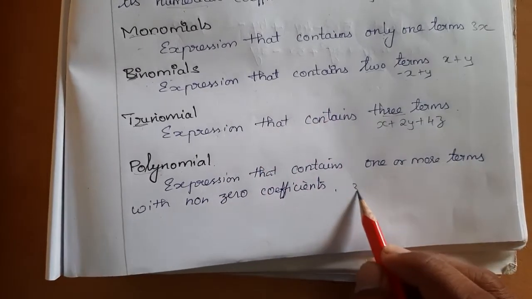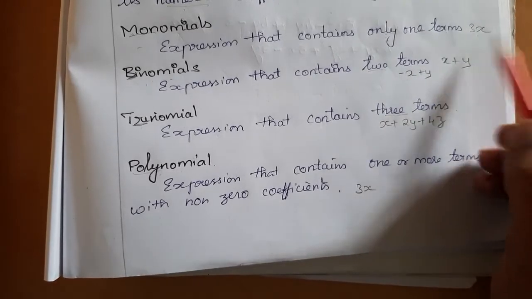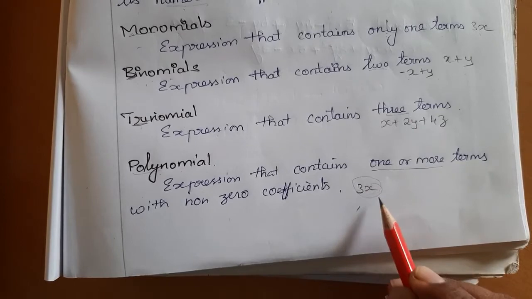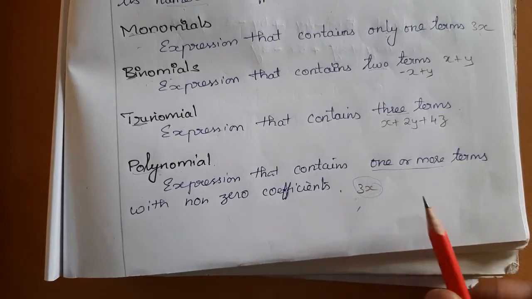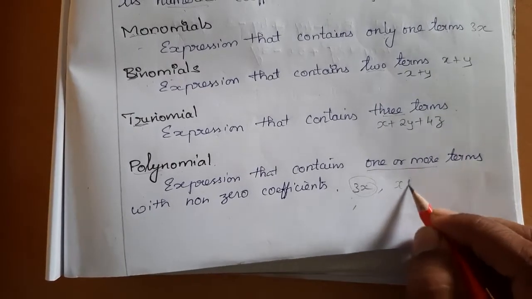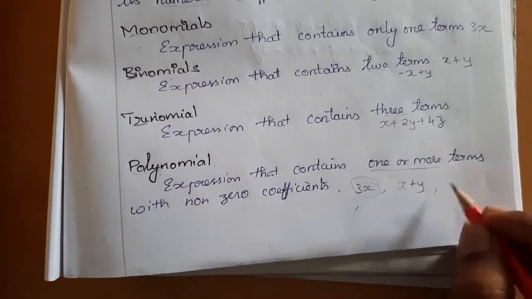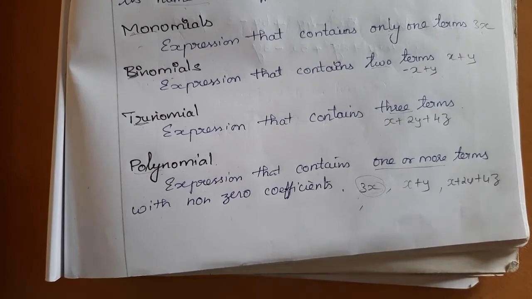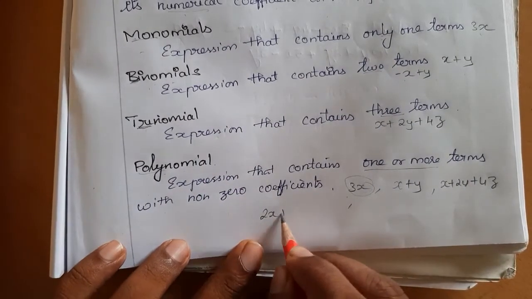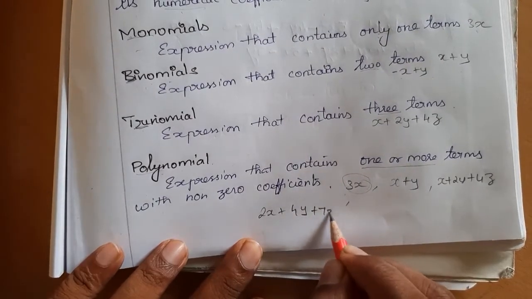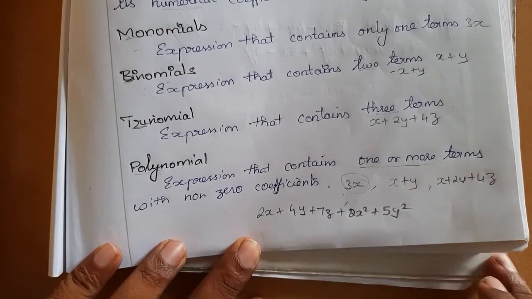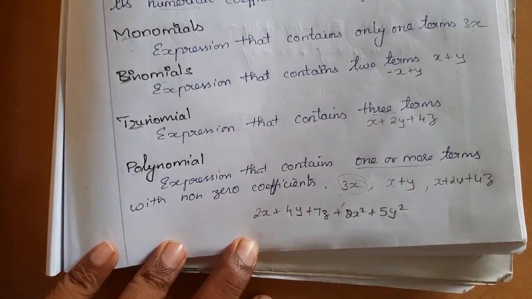Then can we say 3x, which is an example for monomial, is a polynomial? Yes, here it says one or more. So it is one term, right? And it is also non-zero. So it is a polynomial. And x plus y is also a polynomial. And x plus 2y plus 4z is also a polynomial. Even any number of terms, like 2x plus 4y plus 7z plus 2x square plus 5y square, is also called a polynomial.